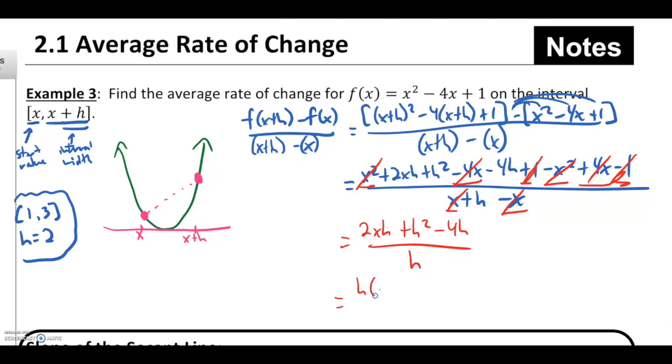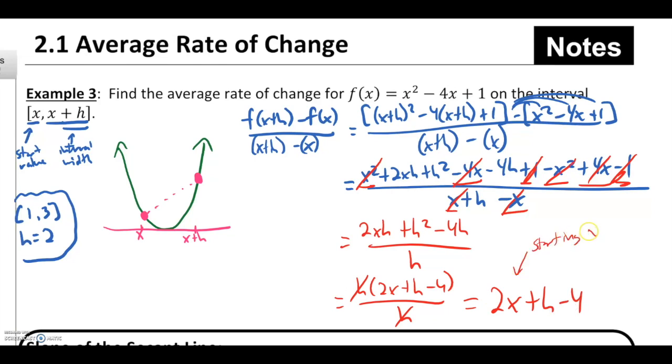And I can actually factor out an h from the numerator, canceling out with the one I already had in the denominator, which will leave me with this expression, one where if I know that starting x and I know the interval width that I want, I would have the slope of my secant line anywhere.